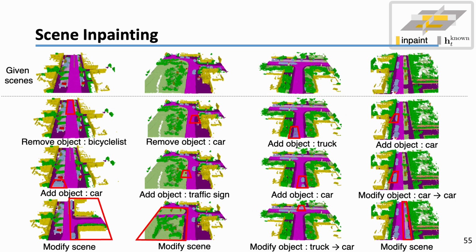So this is our inpainting result. The red box refers to the inpainting regions. In detail, removing and adding objects show that our model seamlessly removes or inserts an object in the scene. Modifying an object means changing the object into something else. On the other hand, modifying the scene shows that our model altered existing scene components.